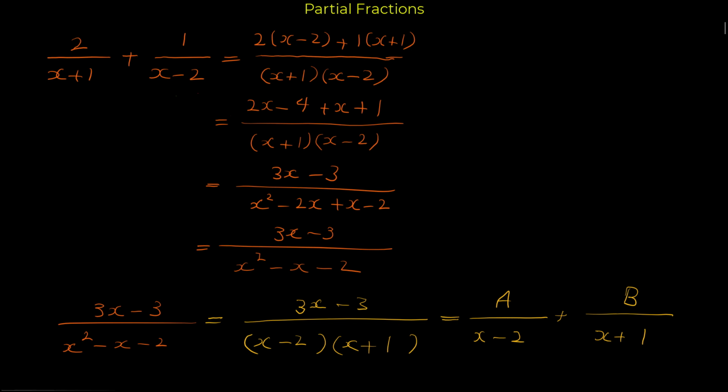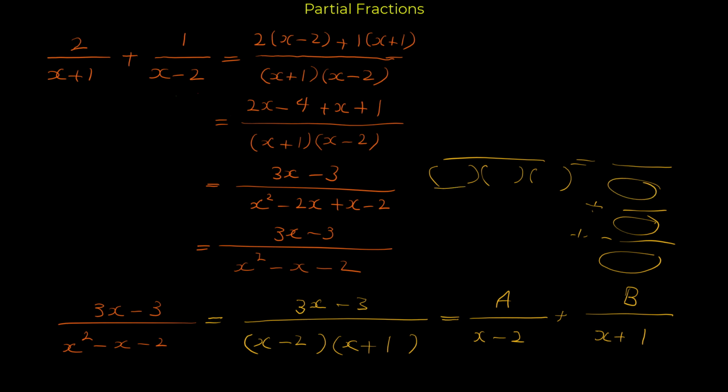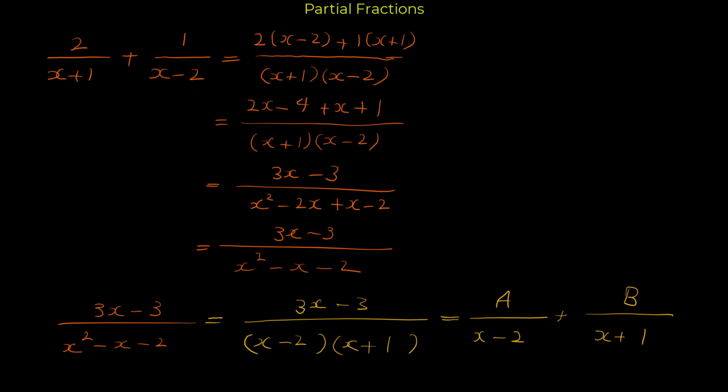Attention, if when you factor the denominator you get 3 brackets, then of course you have 3 fractions. For each of these factors you need a separate fraction, and in the top you have to put A, B, and C. We will see an example like this. So for now, let's focus on this example. We have 2 factors in the denominator, so we have 2 fractions. But we don't know the numerators, so we put 2 unknowns, A and B.